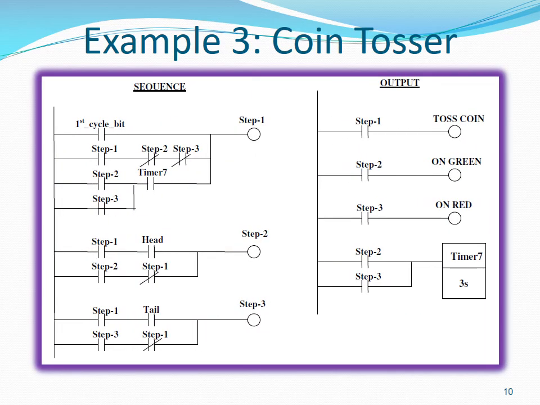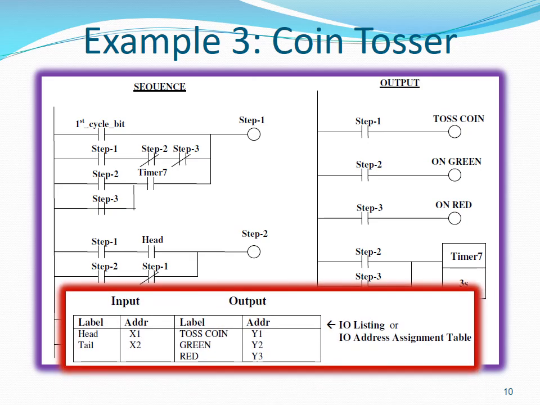Here is the corresponding ladder program for the coin tosser. You can go on to have a further study of this program so that you understand how it relates to the graph set that we just described. And here is the I/O listing for the coin tosser. It shows the I/O addresses for the inputs and the outputs that are used with the system when it is run using a PLC.